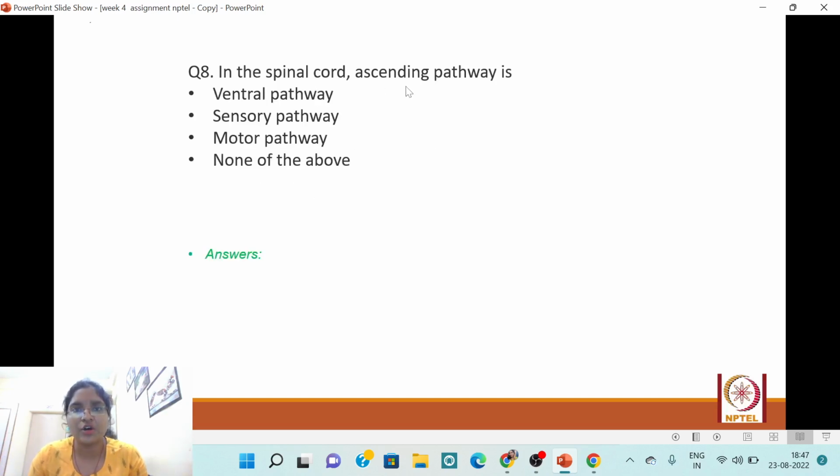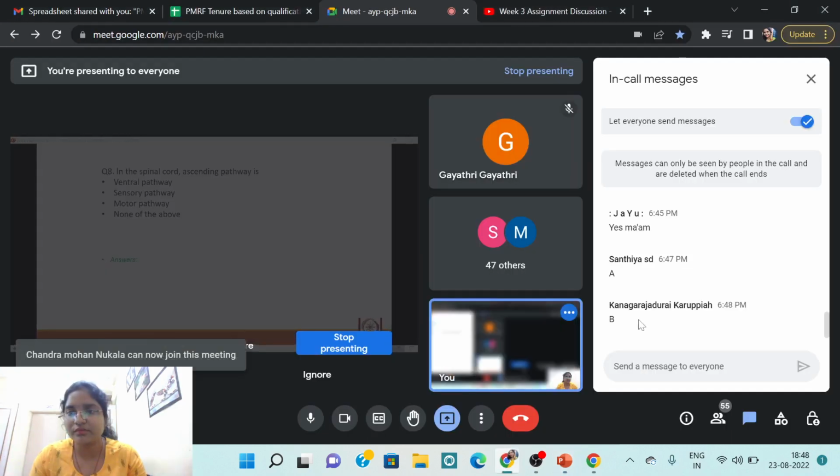In the spinal cord, the ascending pathway is: ventral pathway, sensory pathway, motor pathway, or none of the above? Start answering.